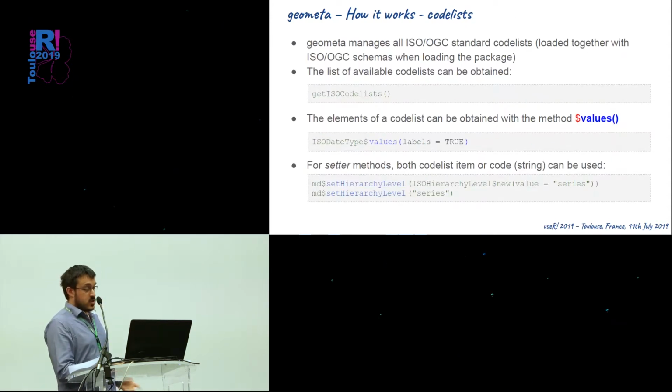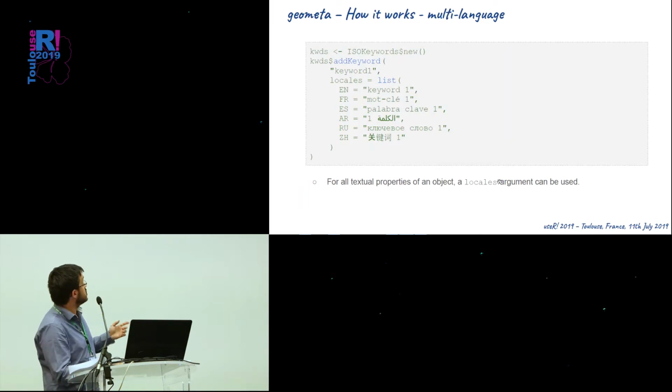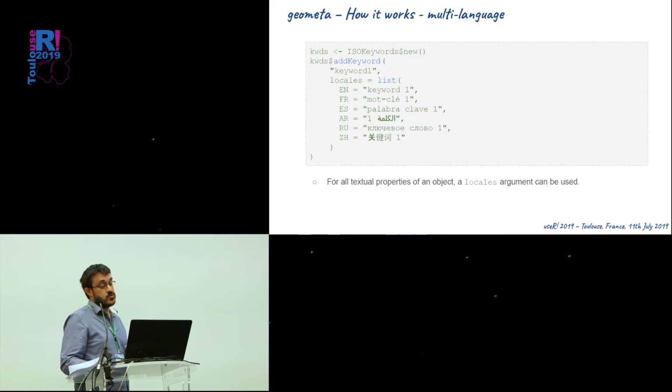So we also manage code lists. In the standards, you have many embedded vocabularies. So the package lists this for you. So you can get the list of code lists, but you can also interrogate one code list to check which kind of values are authorized in some element. The multi-language, so all textual elements have some arguments in the functions, locales, which allows you to specify the language you want.